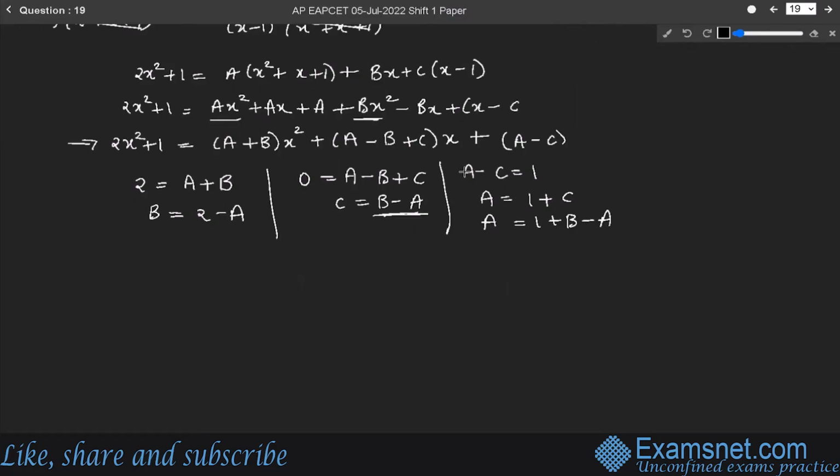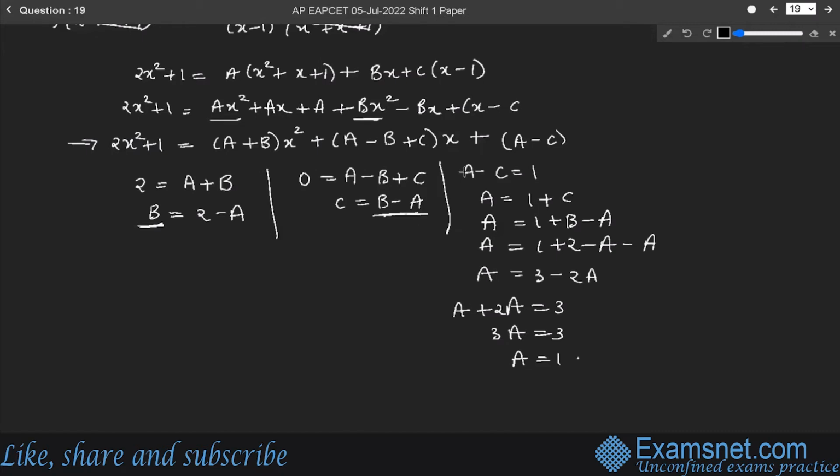So, we can also do one more thing. We can also keep the value for b here. If we keep the value for b, it will be 1 plus 2 minus a minus a. In this way, a will be equal to 3 minus 2a. So, a plus 2a will be equal to 3. 3a will be equal to 3 and a will be equal to 1.